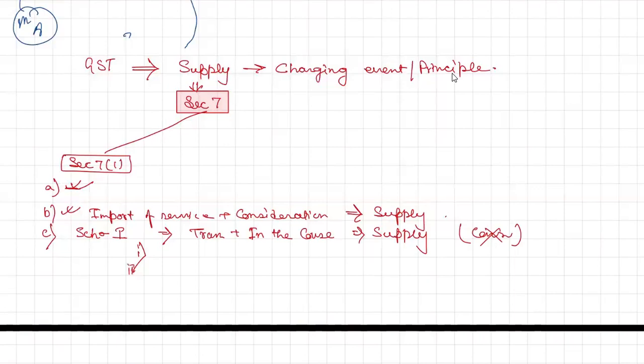Then in the second entry, we read about principal to agent and agent to principal, where the agent undertakes to supply or receive such goods on behalf of the principal. Then we read about the third point, which was import of service. Import of service for consideration. Oh, sorry, import of service without consideration, from a distinct person or related person.